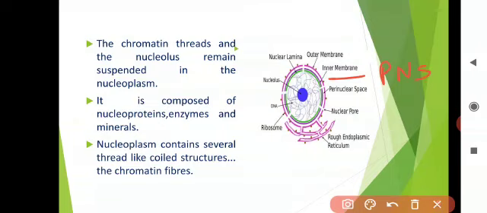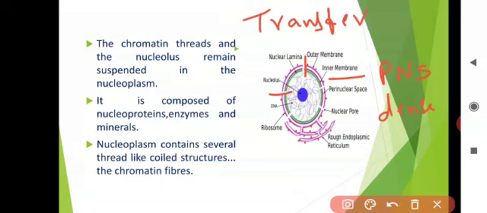This perinuclear space is filled with dense material, whereas the nuclear membrane is not continuously present. Here and there it consists of nuclear pores. These nuclear pores are useful for the transfer of materials from nucleoplasm to the cytoplasm as well as from cytoplasm to the nucleoplasm. The chromatin threads and the nucleolus remain suspended in the nucleoplasm. It is composed of nucleoproteins, enzymes and some minerals also.